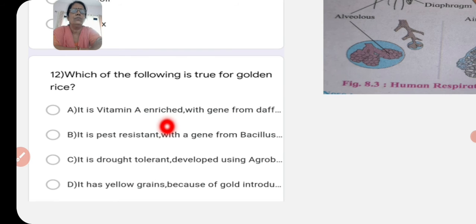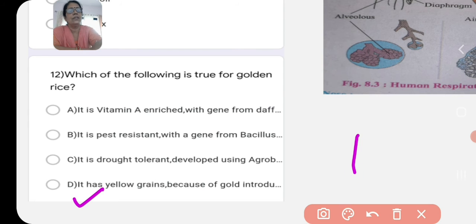You know the golden rice; generally rice has carbohydrate, but this is a variety in which a gene is introduced from the daffodil plant. Erwinia gene is introduced, and this Erwinia gene is necessary to enrich it, or it produces vitamin A. Okay.